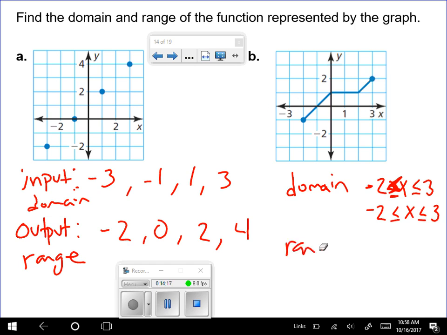Now our range is the y values. Now we're looking at the y-axis. How far is the range from here to here? The smallest it could be would be -1, so y is going to be greater than or equal to -1, but y is also going to be less than or equal to 2, because the highest it is is 2.